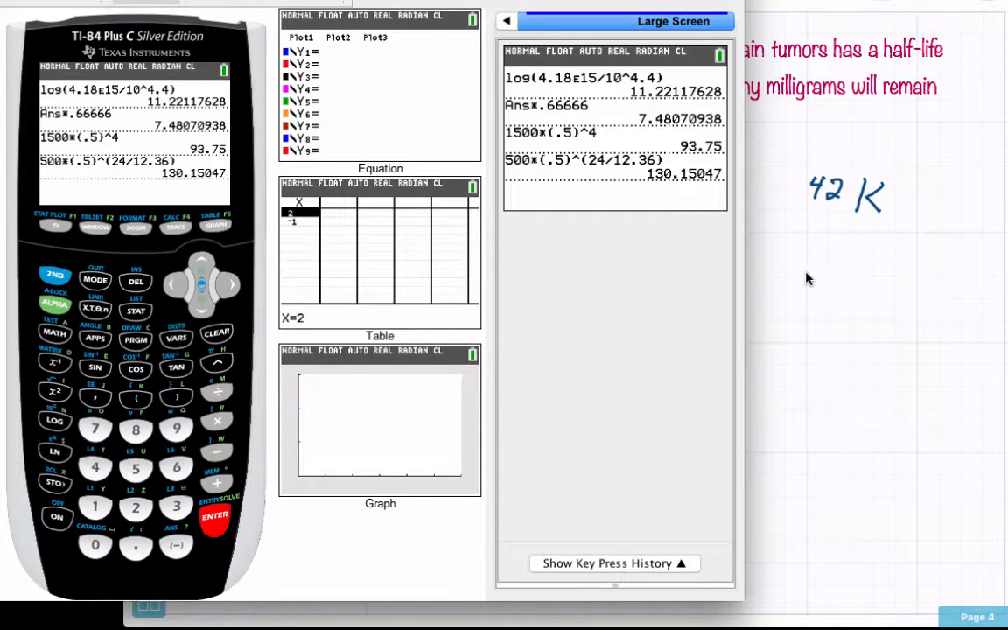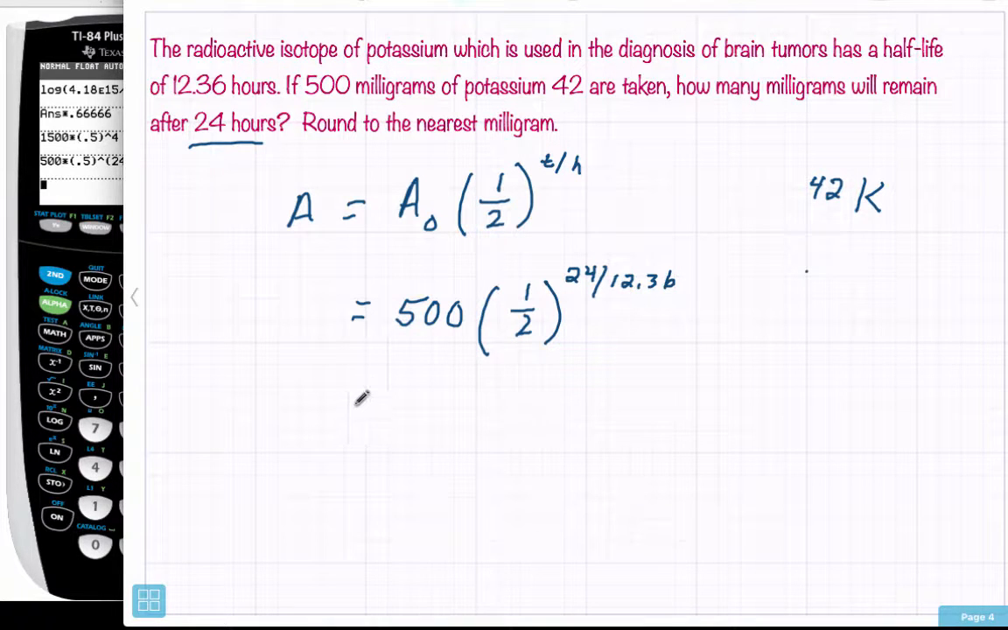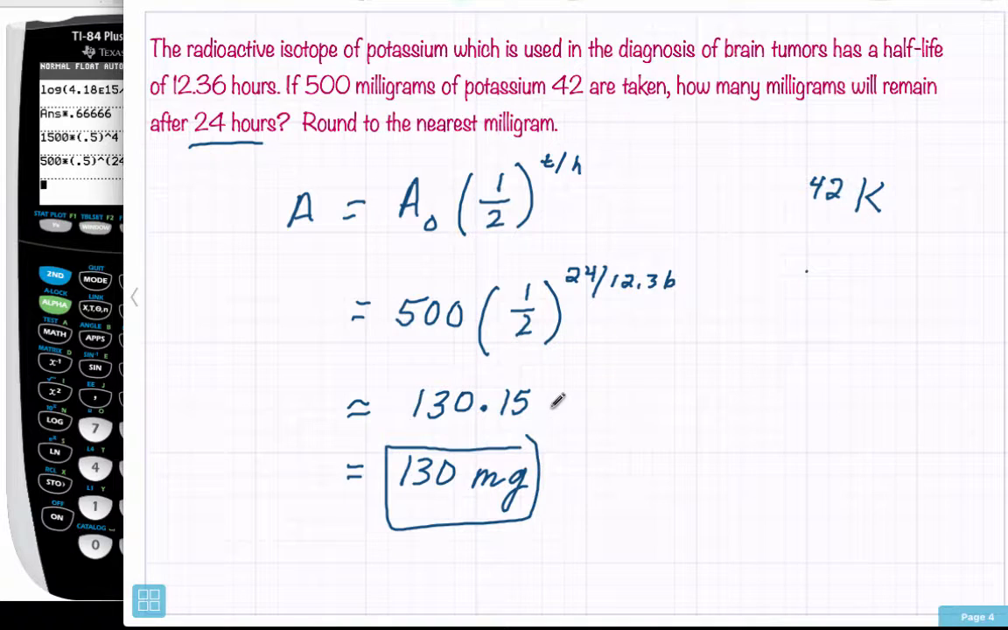I believe it says round to the nearest milligram. So if our approximate answer is 130.15, the nearest milligram would be 130 milligrams. After 24 hours, that's what would be left.